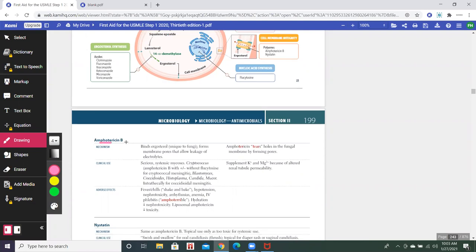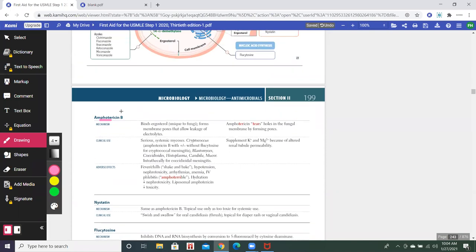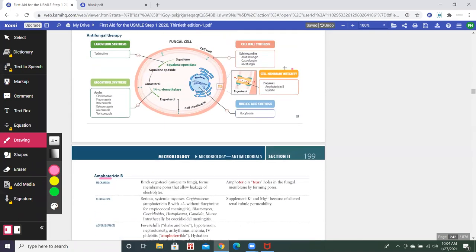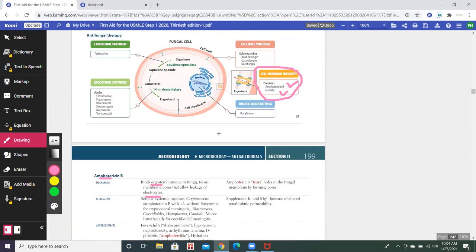Okay. The first one that we want to talk about is amphotericin B, and amphotericin B falls under polyenes, that is, amphotericin B and nystatin. Amphotericin B binds to the ergosterol, forms membrane pores that allow leakage of the electrolytes. So if you can remember that amphotericin B attacks ergosterol, that's all you need to know.